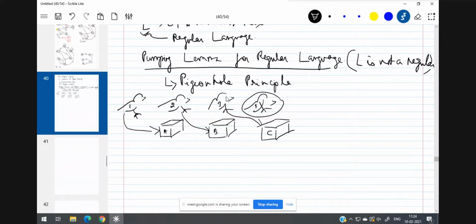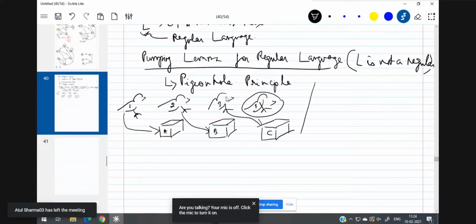There are three pigeonholes, and we have four pigeons. If you place all these pigeons one by one inside the pigeonholes, then one of the pigeonholes will have more than one pigeon. That is the concept of the pigeonhole principle. And then how are we going to utilize this for the pumping lemma for regular languages?